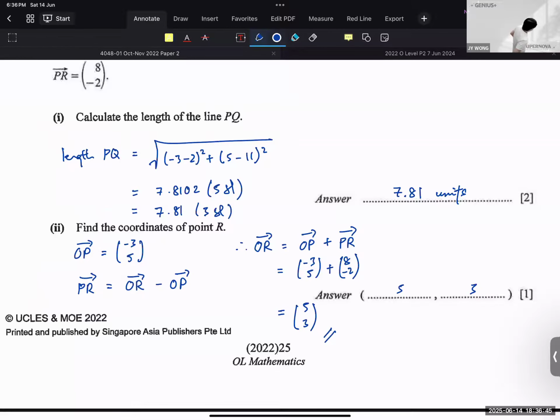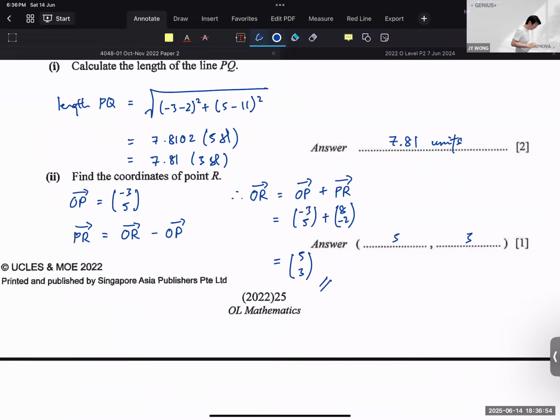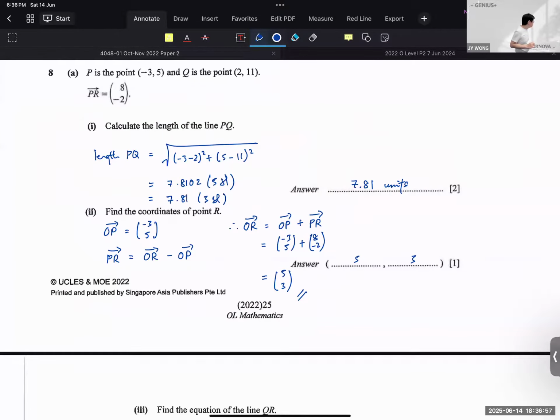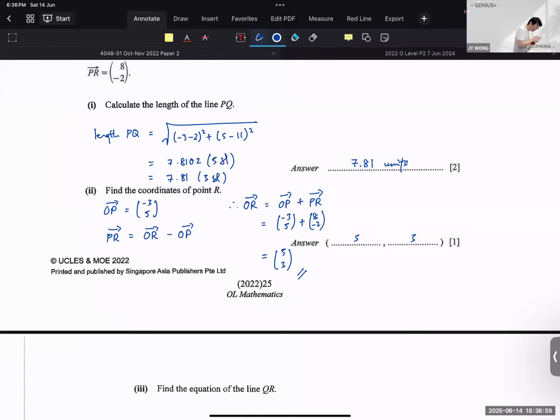The easier way actually is to go and draw the diagram. But we are lazy people, we do not draw diagram, so we solve by vectors. Drawing is easier. Whatever, move on.